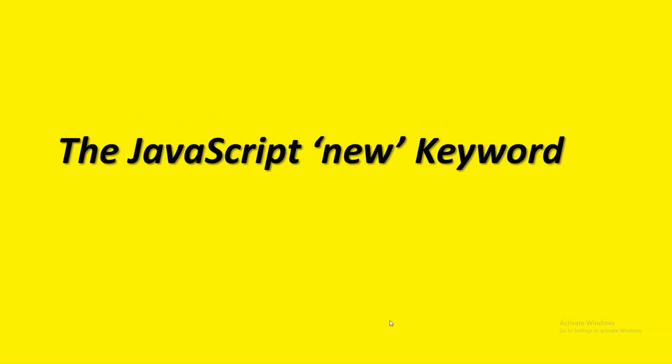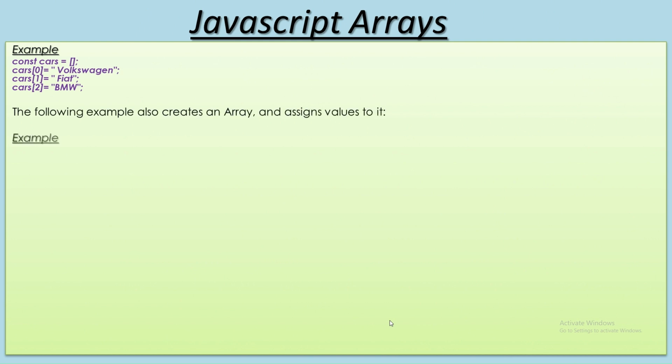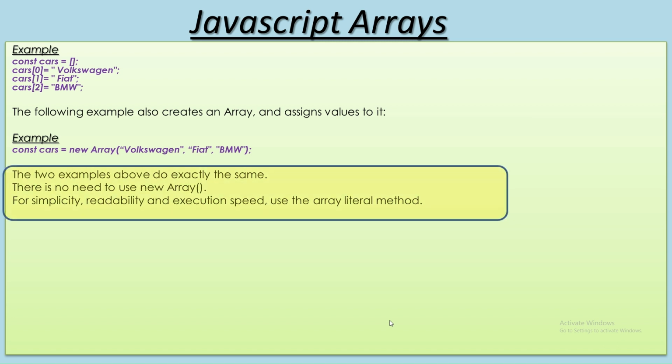The JavaScript new keyword. For example, const cars = [] as it was in the previous example. The following example also creates an array and assigns values to it: const cars = new Array("Volkswagen", "Fiat", "BMW"). The two examples above do exactly the same thing, and there is no need to use new Array. For simplicity, readability, and execution speed, use the array literal method.